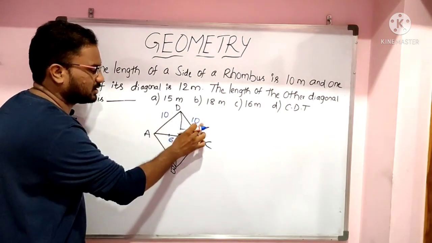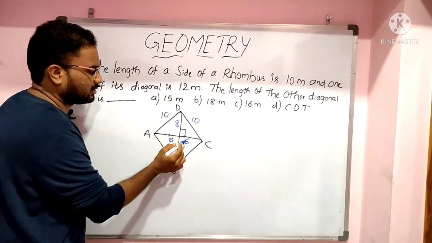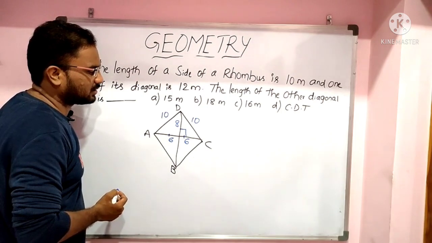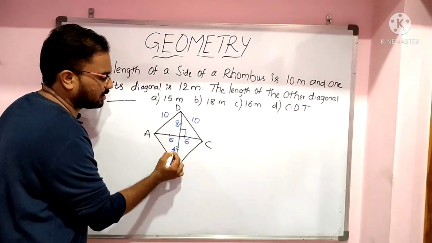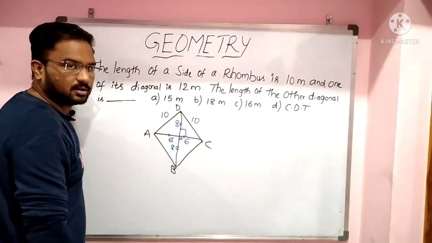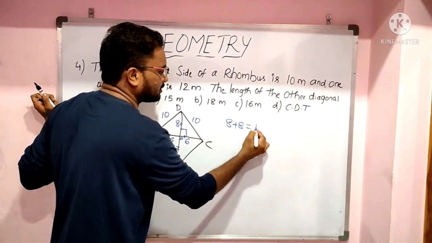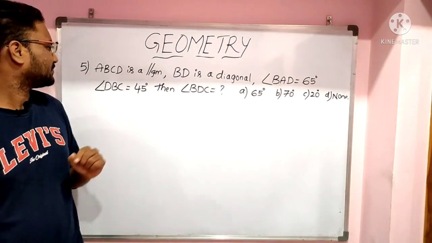This is a right angle triangle. So if this is 10 and this is 6, this will be 8. It is a Pythagoras triplet: 6, 8, 10. So if this length is 8, then this will be 8 because these two lengths are equal. So the total length is 8 plus 8. Answer: 16.